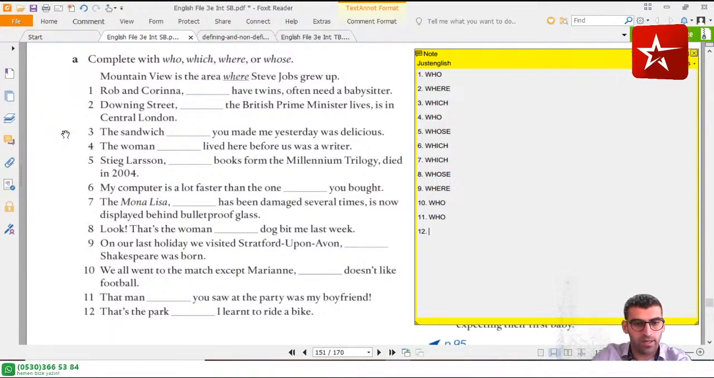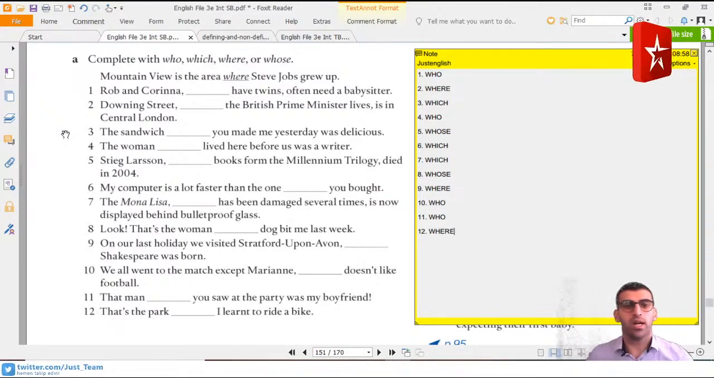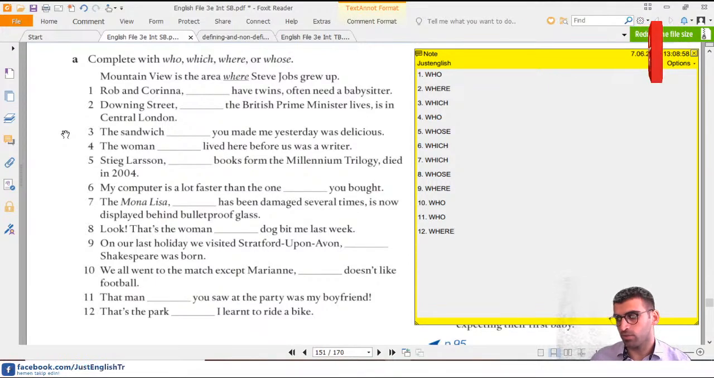Yes, guys, where is the correct answer for 12. Yes, 12 is where. That is the park where I learned to ride a bike. Great. Thank you, guys. Thank you so much for your fantastic answers.